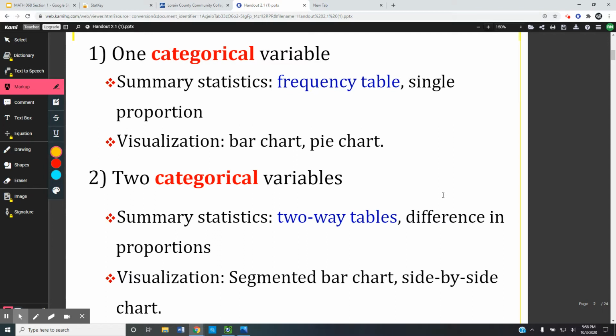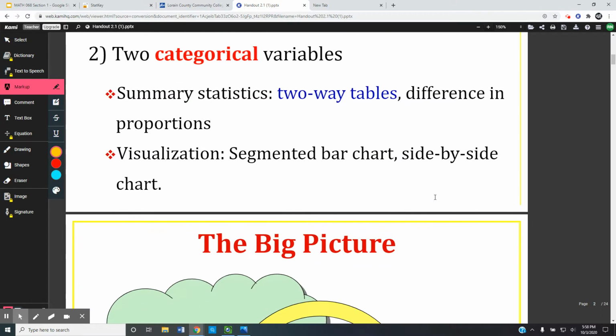If we have two categoricals, then the summary statistic is going to be two-way tables, not simply a frequency table, but now we have two different categories and have frequency for both of them, and that's when we describe it as a two-way table. Instead of a single proportion, we're going to look at the difference in proportions, and the visualization will change from a bar chart to a segmented bar chart, and instead of a pie chart, we'll utilize a side-by-side chart. Again, this is categorical data.